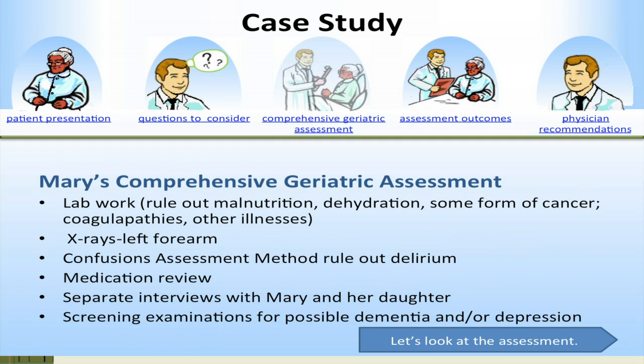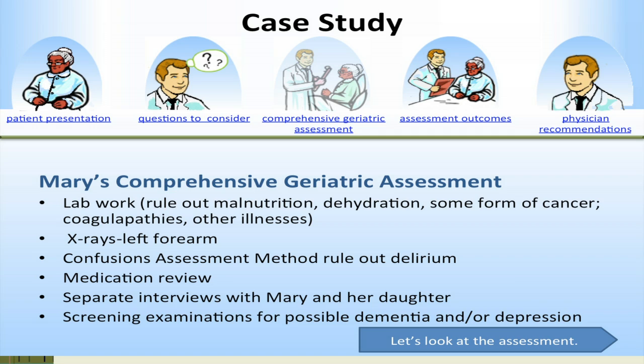Well, what we might want to do is first look at the findings from the comprehensive geriatric assessment. Remember, we want to rule out medical causes first. So we may look at the lab work, rule out malnutrition, dehydration, some form of cancer or other illnesses. We may want to do X-rays of the left arm, do the confusion assessment method to rule out delirium. We may want to do a medication review.